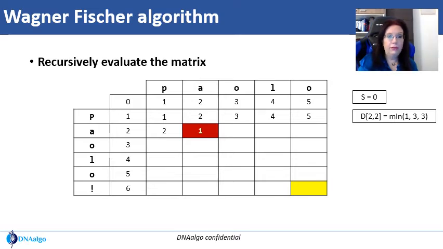Then we will go ahead and fill up all the cells of the matrix. Let me make here another example in the red cell. So here we are comparing A with A. So we will need to take the value on the diagonal, which is 1, and add the penalty. But the penalty in this case, since we are comparing two letters that are the same, is 0. So 1 plus 0, which is 1. Then we will take the value on the left-hand side, 2 plus 1, which is 3, and the value on the upper part, 2 plus 1, which is 3. So the value in the red cell will be the minimum among 1, 3, and 3, which is a 1.